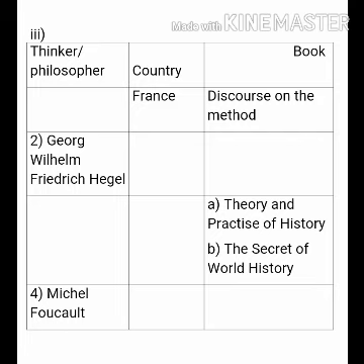First one is the thinker and philosopher's name. Second one is of which country the philosopher belongs. And the third one is the name of the book written by the philosopher. So let's see the first one. The first column is empty. So the first thinker name is blank, which means we have to read the name of the book. That is Discourse on the Method. So the book Discourse on the Method was written by René Descartes. So the answer is René Descartes.